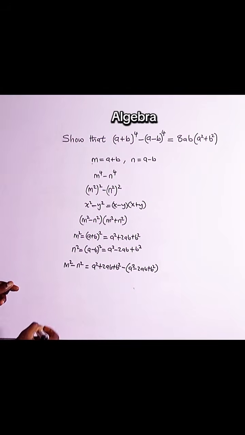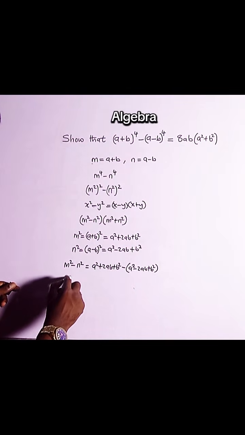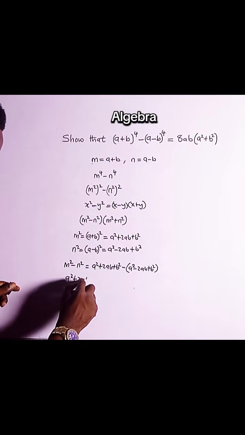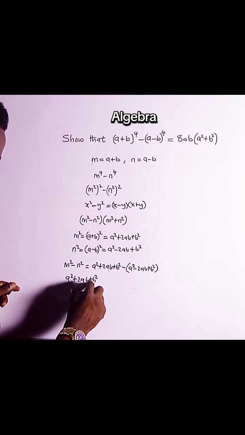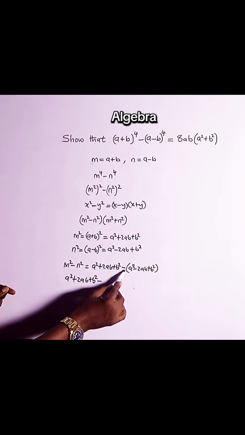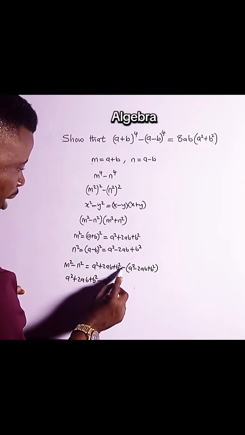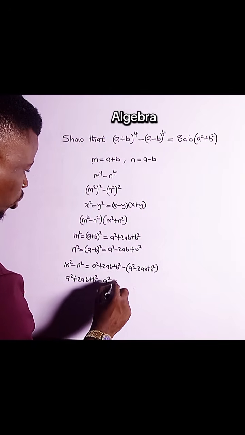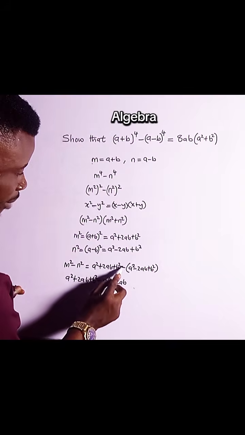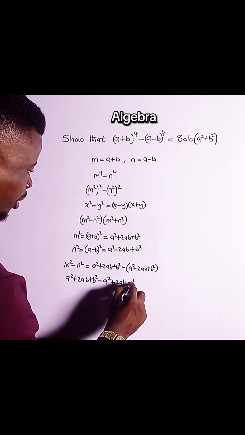So we can expand the brackets. So what do you have? a square plus 2ab plus b square minus, now the minus affects everything in the bracket, so it becomes minus a square, minus times minus becomes plus, plus 2ab, then minus times plus becomes minus, minus b square.